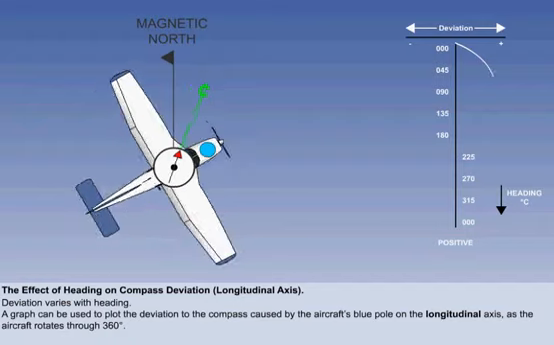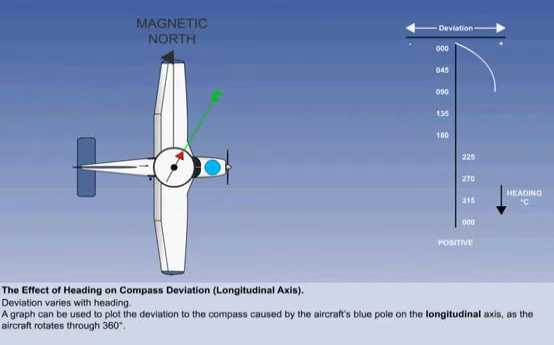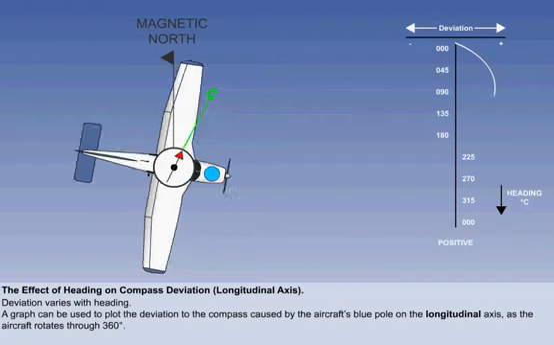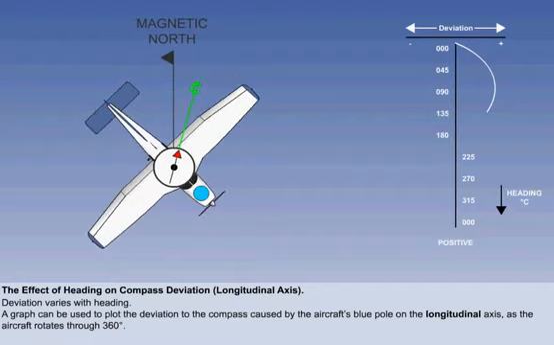As the aircraft turns onto a compass heading of 090 degrees, the blue pole is even further out to the east. On this heading, the deviation effect has increased to a maximum because, if our aircraft now continues to turn onto a compass heading of 135 degrees, we can see that the blue pole is far less out to the east and the deviation has reduced accordingly.